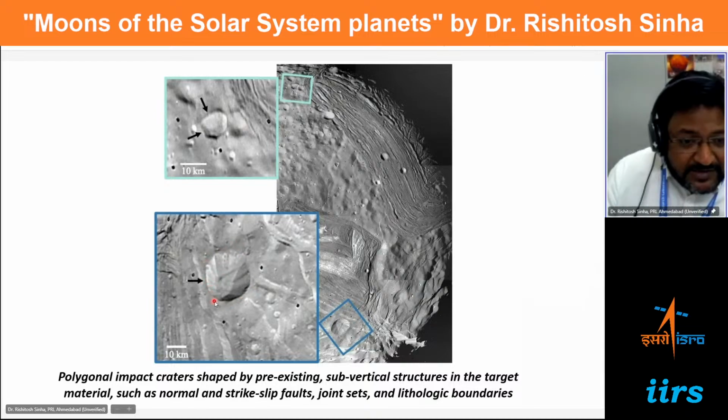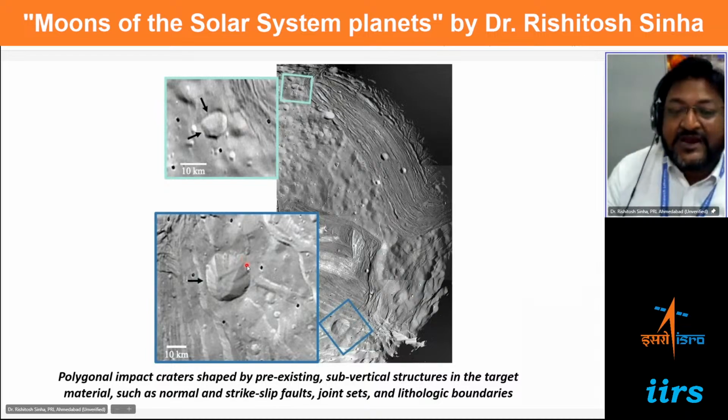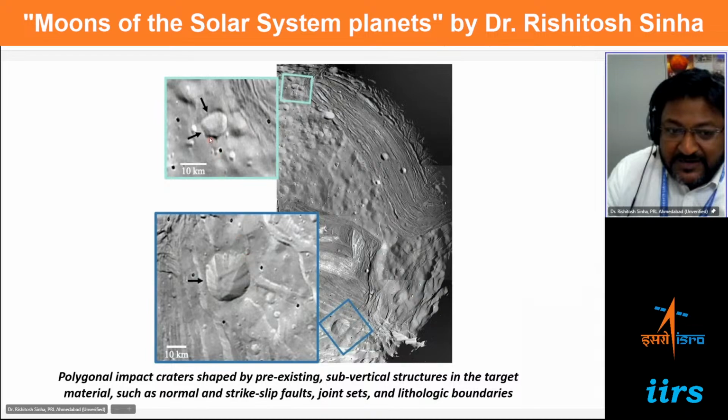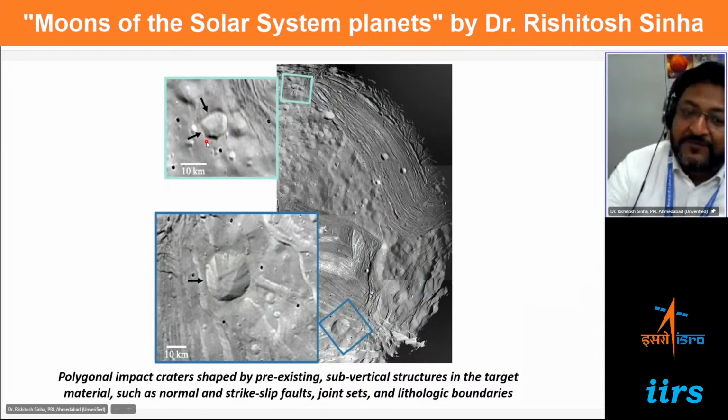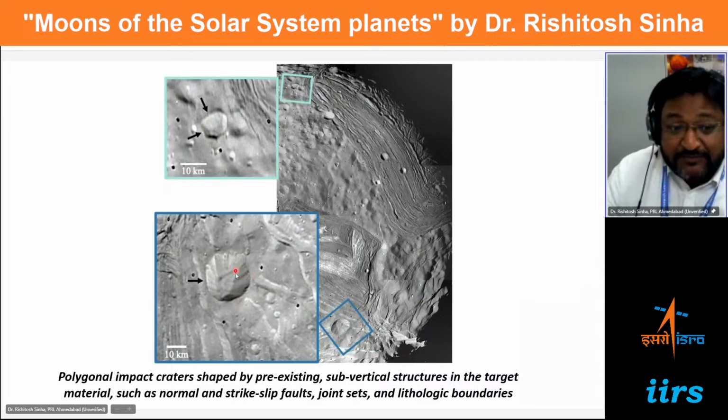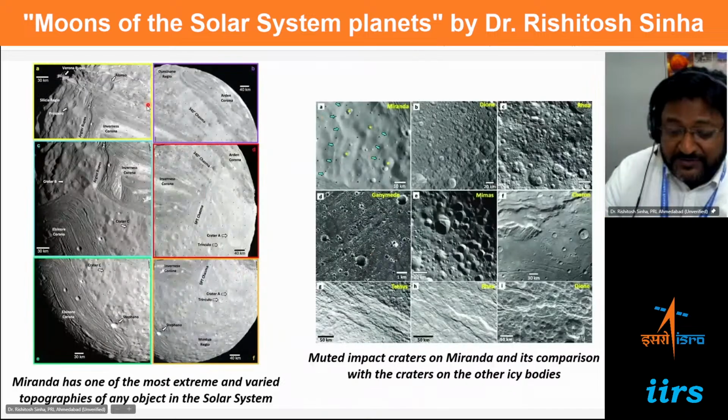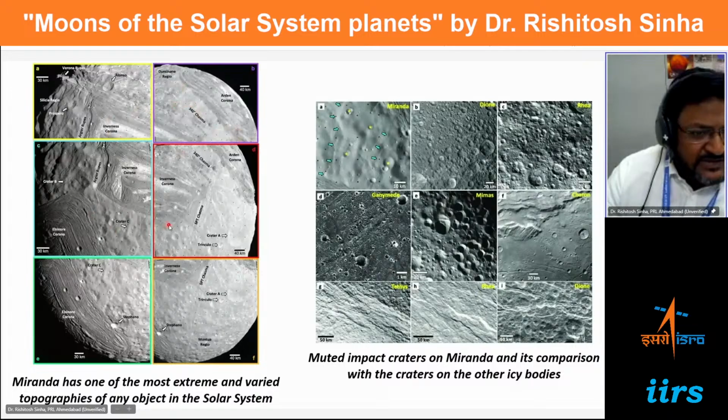These polygonal craters typically form when there is a pre-existing fracture in place. Because of the presence of a pre-existing fracture, you may get these linear shapes, and a circular feature may end up becoming polygonal. Such types of impact craters have also been seen on Miranda. And you see several other intriguing geological features on the surface of Miranda.